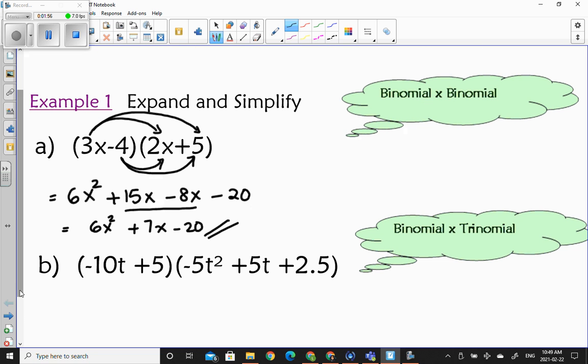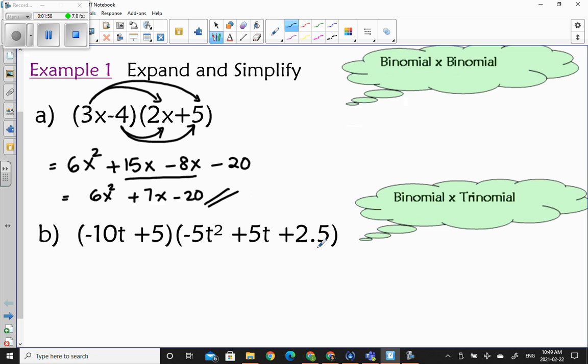Second example here, you have a binomial multiplied with a trinomial. So it's kind of the same idea. It's just that each term in your first binomial will multiply with all three terms in the second trinomial. So negative 10t gets multiplied with all of these three terms. I'm just showing the arrows to remember what I'm going to do. And then the positive 5 gets multiplied with all of these three terms.